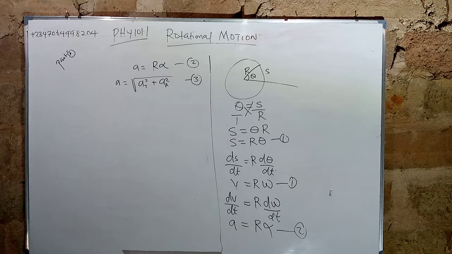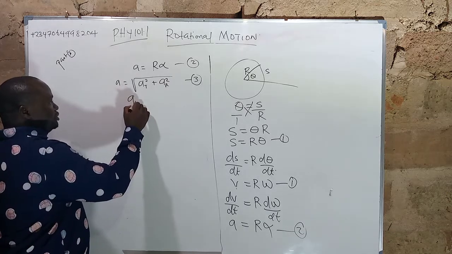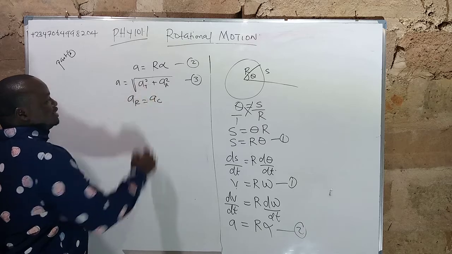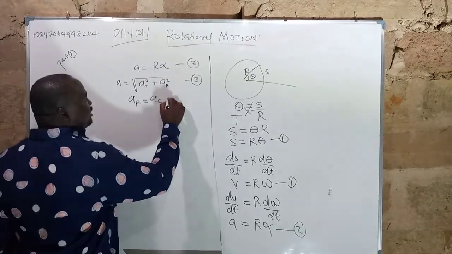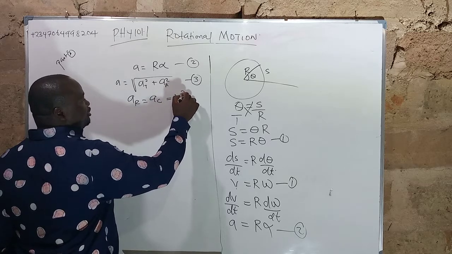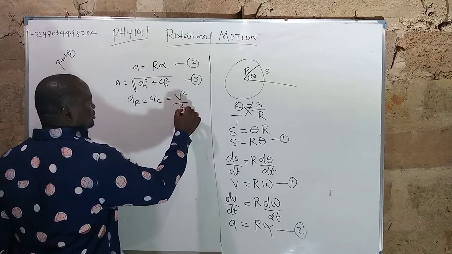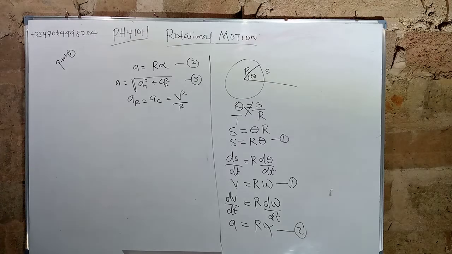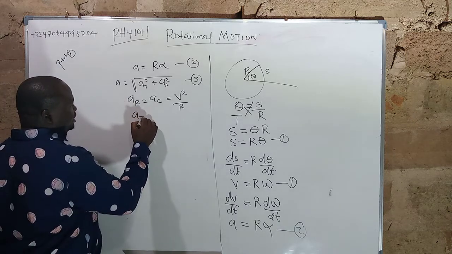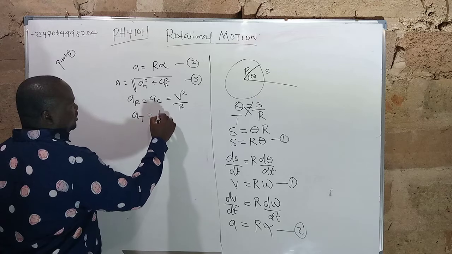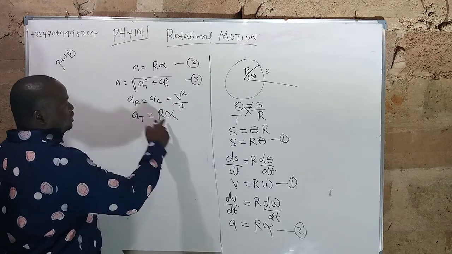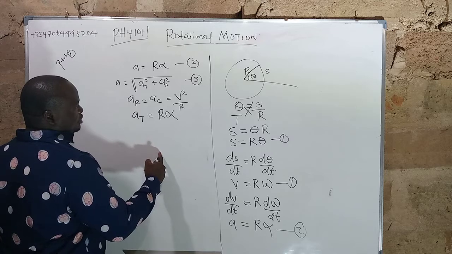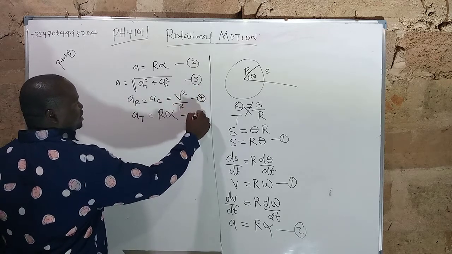Now, please note this thing. The radial acceleration is the same thing as the centripetal acceleration. And you already know that the formula for calculating centripetal acceleration is v squared all over r. Now, the tangential acceleration is actually radius times angular acceleration. So this is equation 4, this is equation 5.